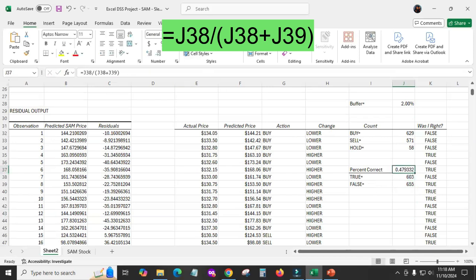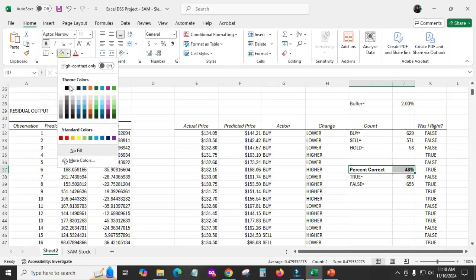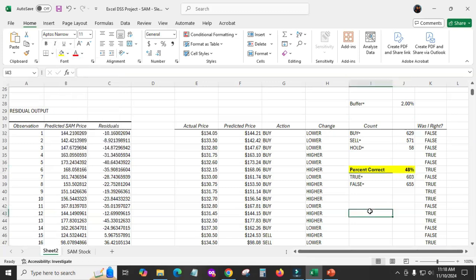And we're going to change this to a percentage. You can bold this and you can highlight this with any color you like. I'm going to highlight it in yellow, and we'll make it look nice. We'll underline that there. And here you go. Using a 2% buffer, I was correct 48% of the time.